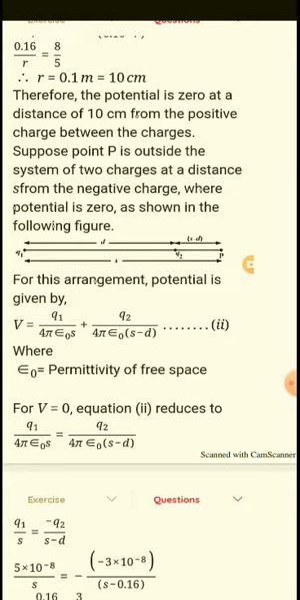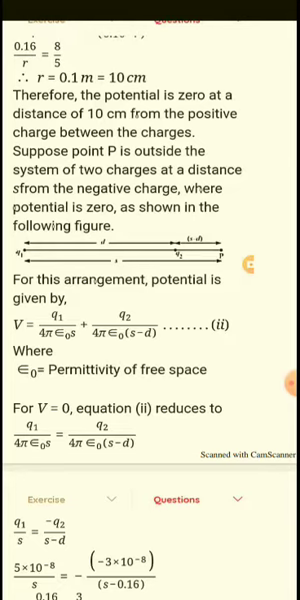Then for V equal to 0, if the potential is equal to 0, the equation can be written as Q1 divided by 4 pi epsilon naught into S is equal to Q2 divided by 4 pi epsilon naught into S minus D. V will become 0, so this equation can be written like this.